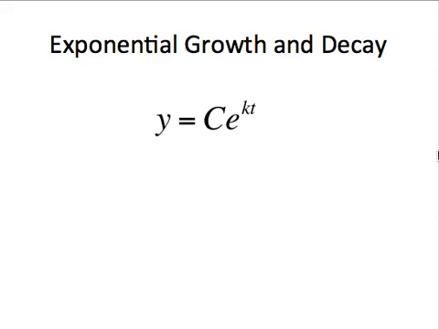So here's the form I prefer. y equals Ce to the kt. k is the growth factor. If k is positive, things are growing, getting larger. If k is negative, they're decaying, they're getting smaller. That's one way for us to keep this in mind.